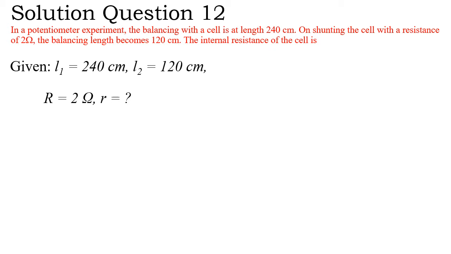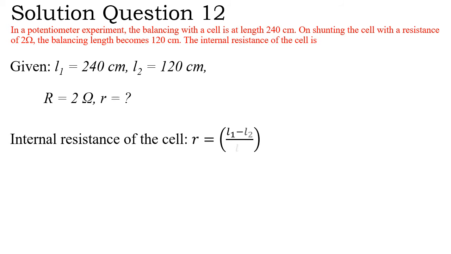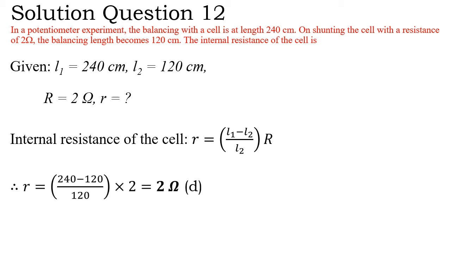So over here, let us go ahead and write the formula first. Internal resistance small r is equal to L1 minus L2 divided by L2 into R. So accordingly, if we substitute the values that have been given to us in the problem, then we'll obtain 240 minus 120 divided by 120 multiplied by 2. So obviously the first part becomes 120 by 120, which is 1. Hence we'll obtain the value of internal resistance as 2 ohm. And this happens to be option D, my dear friends.